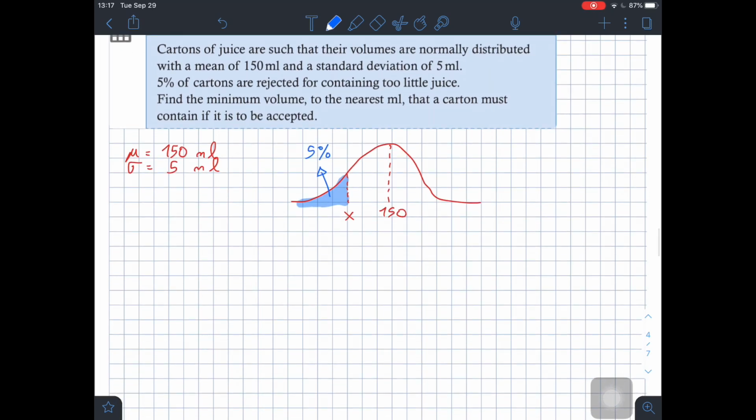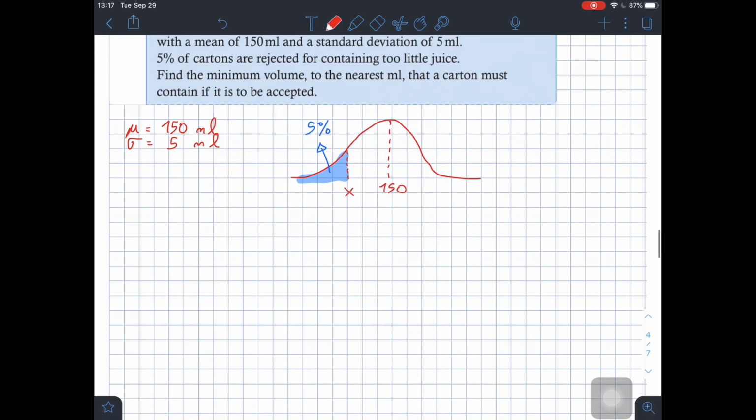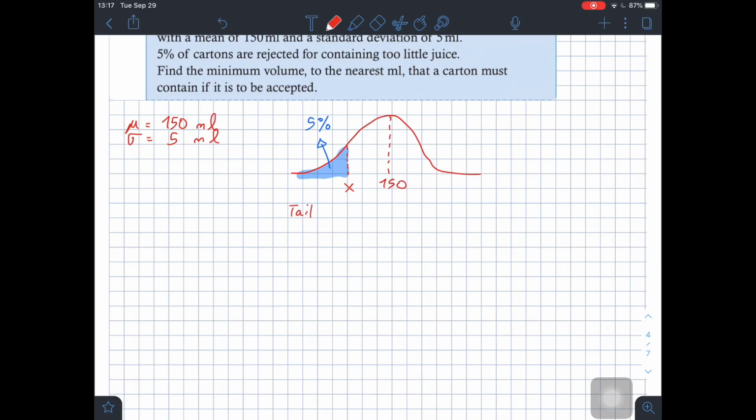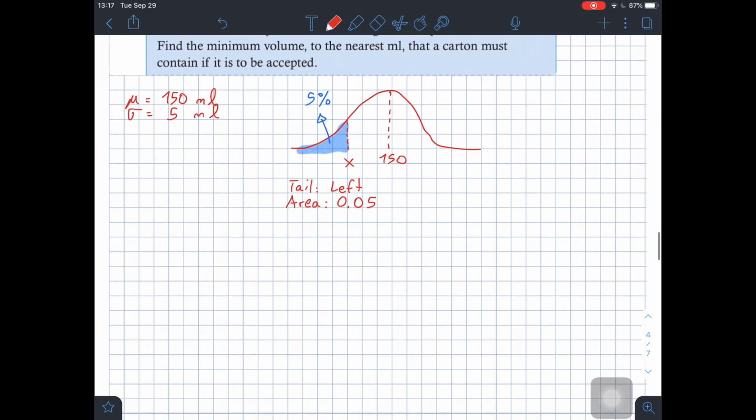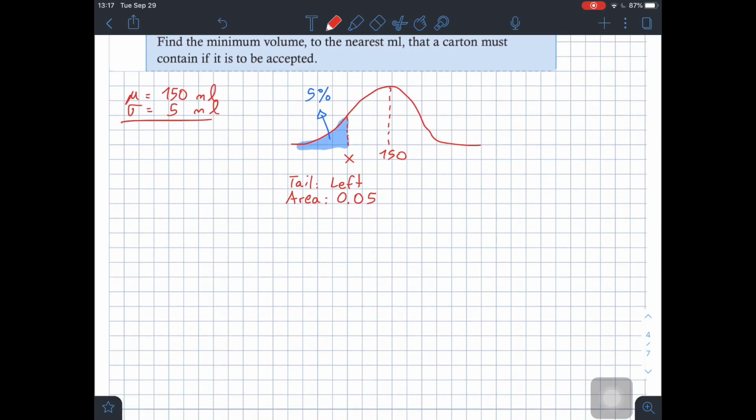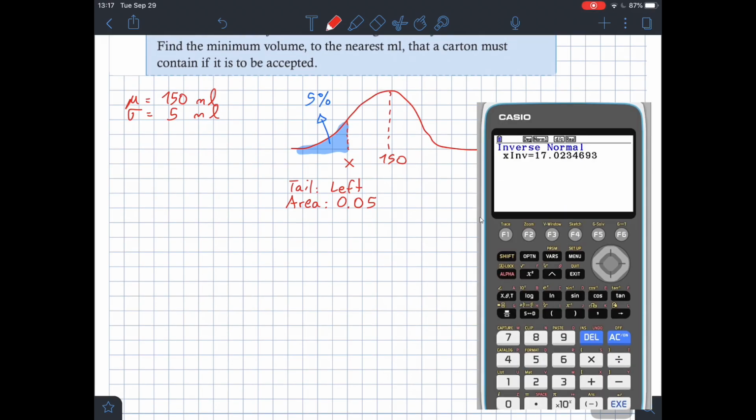Once we have done the sketch, solving this is easy, right? We're going to write that our tail in this case would be to the left. The area would be 0.05. Remember, you should always write this as a decimal number. Then we already have the values of standard deviation and mean. So if we go to the calculator, we're going to write that the tail should be to the left. The area is 0.05, the standard deviation is 5 in this case, and the mean is 150. We click on execute and we get the value of X.